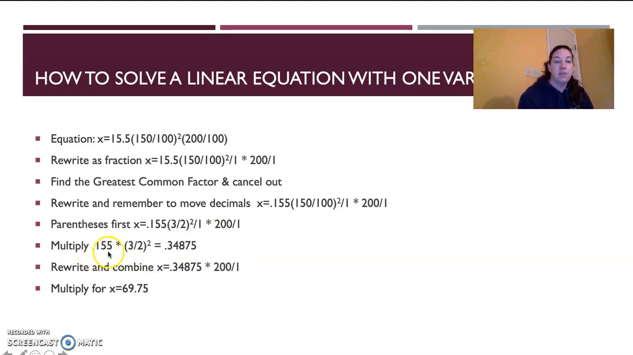So here now we're going to multiply our 0.155 times the 3 over 2 squared, and that's going to come out to 0.34875. Rewrite it and combine, because again these are fractions, and so now you have these written as fractions, right? So you're going to take this and put the whole thing over 1. So you're shifting it over. And once you do this multiplication, you get 69.75, which in this case is your answer.